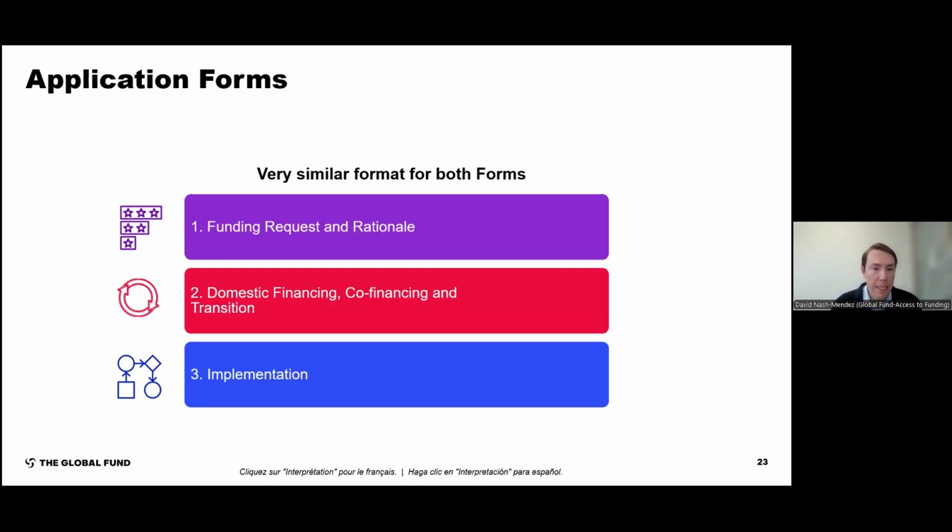The forms have 3 sections: funding request and rationale, domestic financing, co-financing and transition, and implementation. And you'll note that there is no country context section, and that is because the Global Fund is not asking for it. We were really deliberate in designing the forms, as Lindsay mentioned, to only ask for the information that is needed for the reviews. So even though you're used to providing this context in the application form, please check to see what is actually requested for Grant Cycle 8 and only provide that. This will be a theme, so please take notice as we go through this section. Let's go to the next slide.